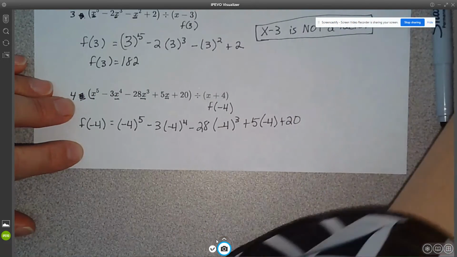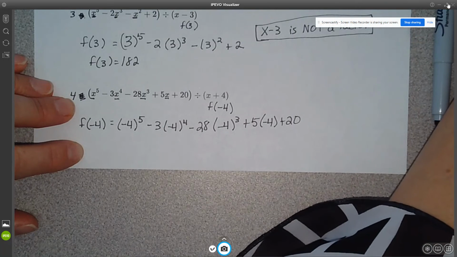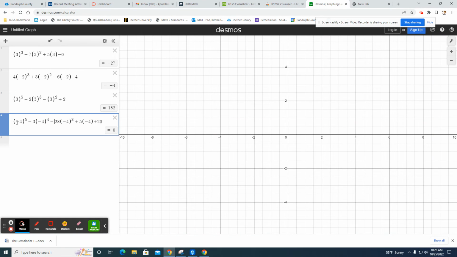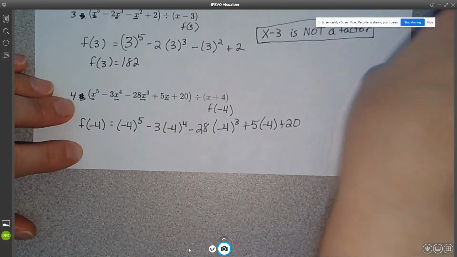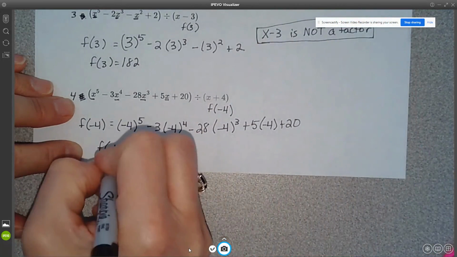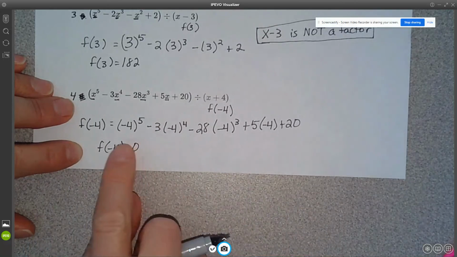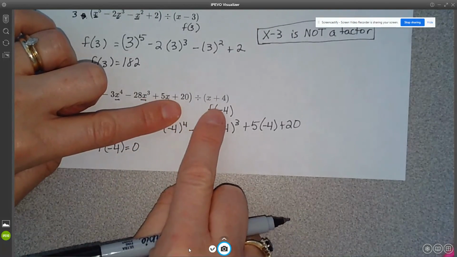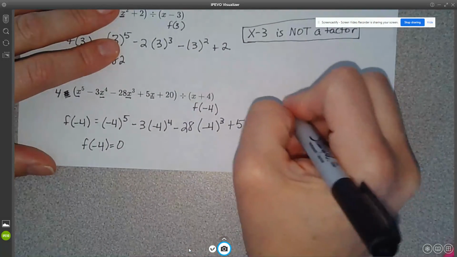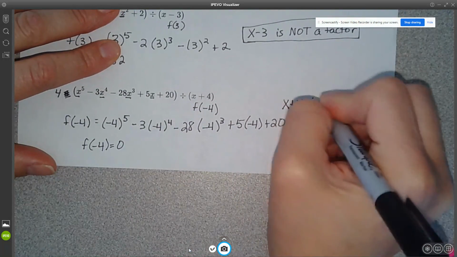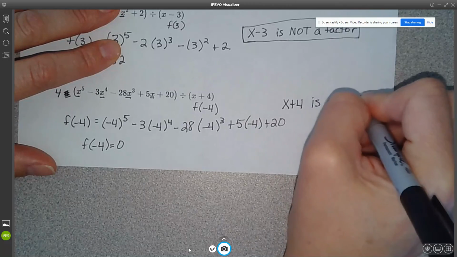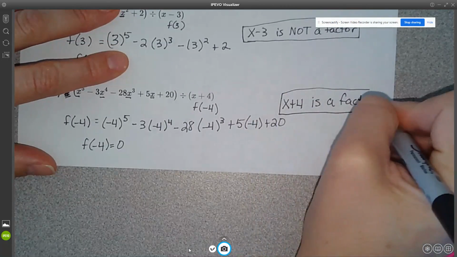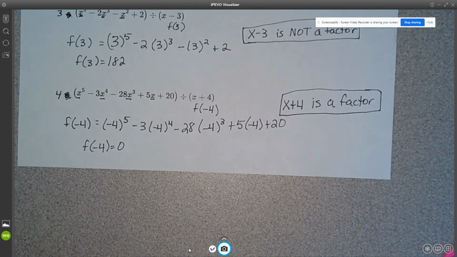And again, I'm going to go to Desmos and see what that is. I've already keyed it in. So it's this one here. If I can get it to highlight, this one. And I get 0. So f of negative 4 equals 0. If it equals 0, then that means that x plus 4 is a factor. So my answer is x plus 4 is a factor. That would be our answer.